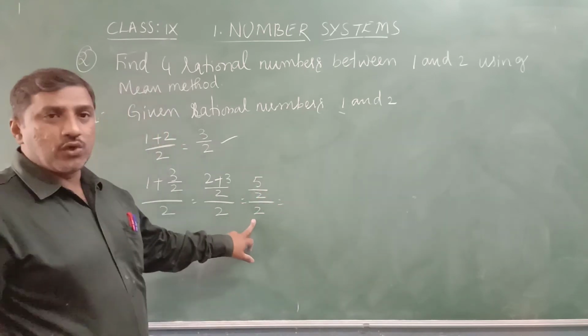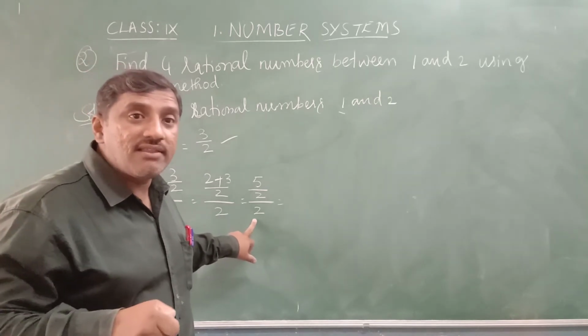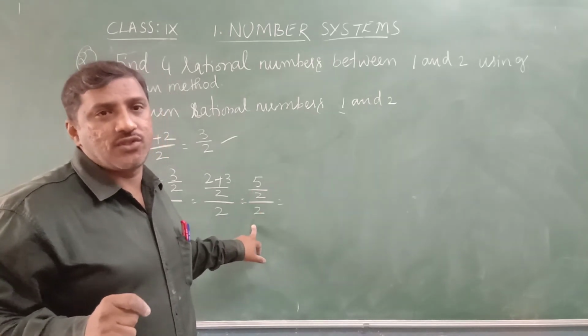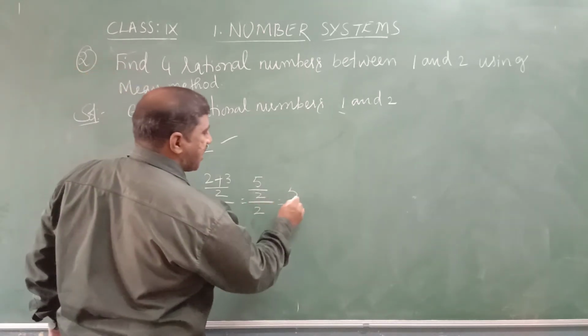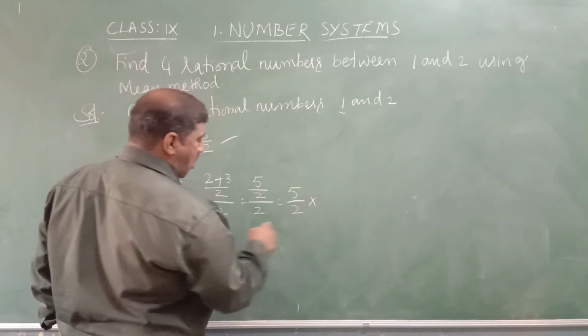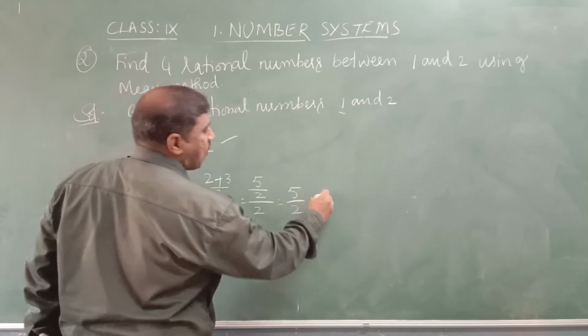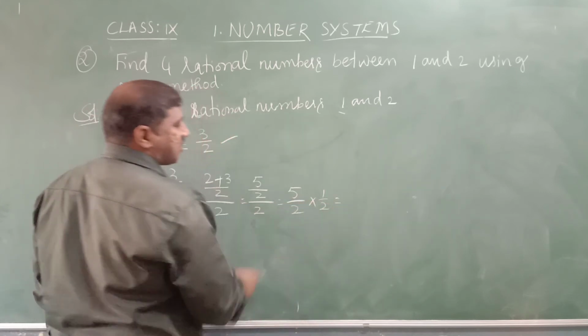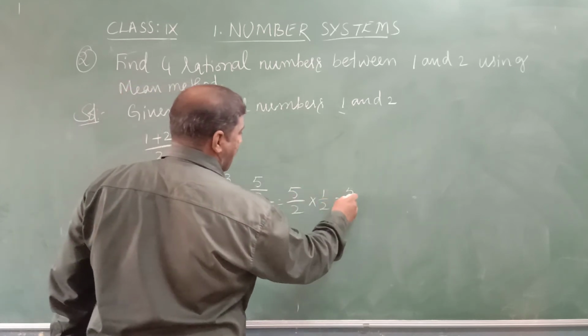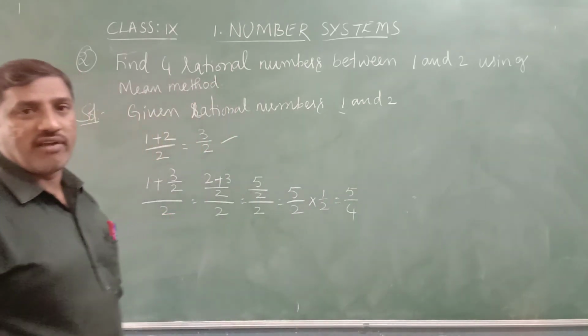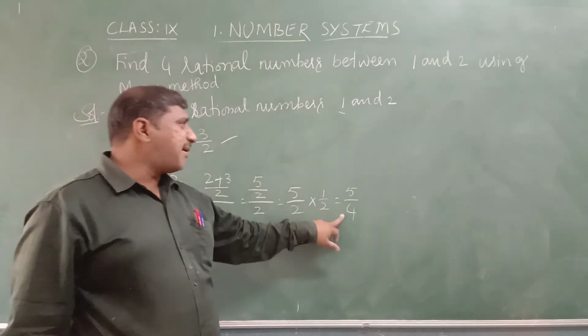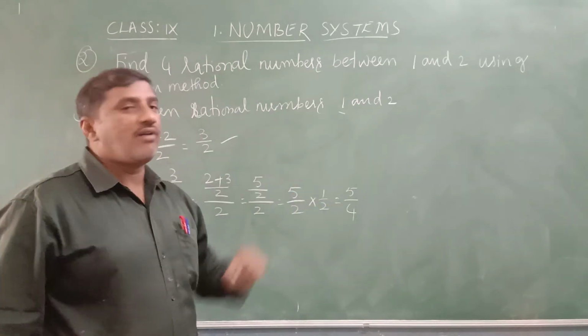We are dividing by 2, which means multiply with the reciprocal of 2. The reciprocal of 2 is 1/2. That is 5/2 into 1/2, which equals 5 into 1 is 5, over 2 into 2, 4. So we got 5/4. So 5/4 also lies between 1 and 2.